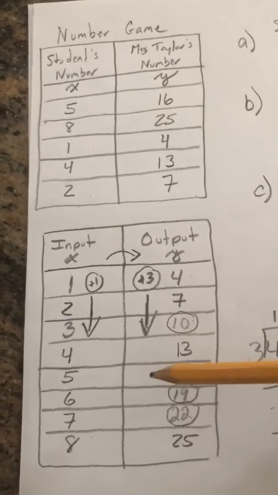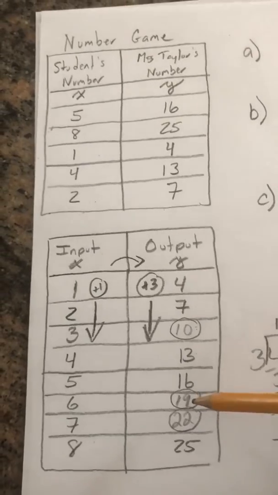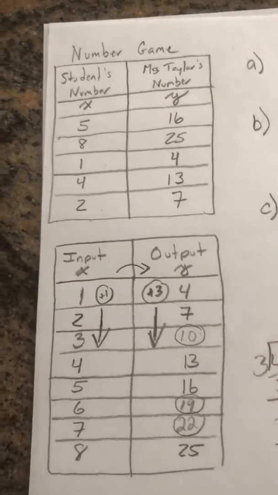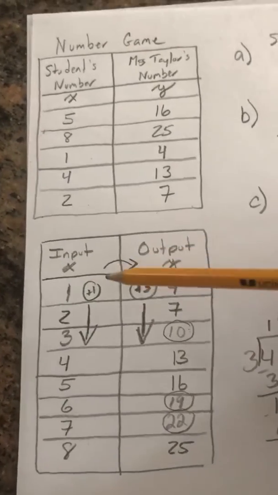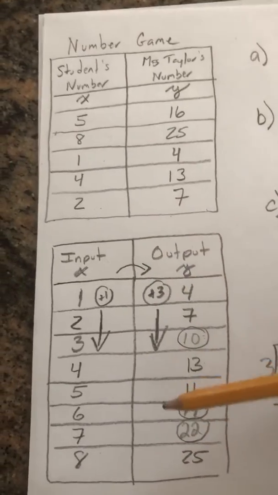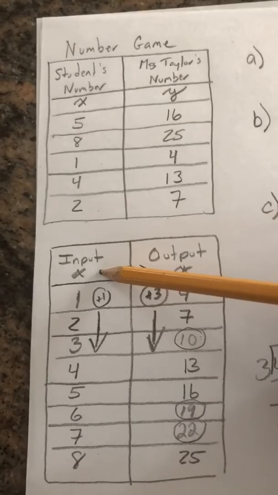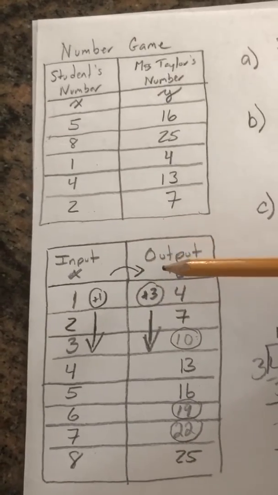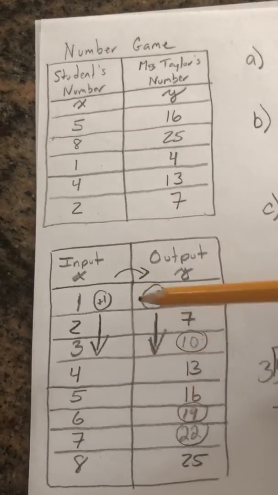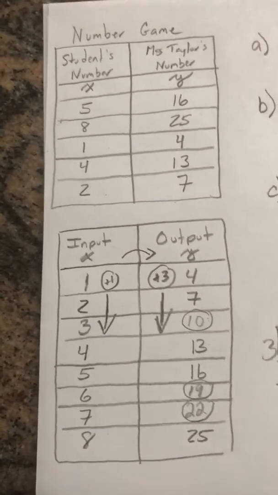So that's going to help us answer part A. When the student's number is 6, Miss Taylor's number is going to be 19. Then 7 gives 22, and 8 and 25 were already given. These are two patterns that emerge as we're filling out this input-output table. However, when we get to question B, what they actually want to know is what do I have to do to my X input in order to get my Y output? So these are not the actual answers for part B. Even though these are patterns, they're not what they're looking for. Part B gets a little more complex than that.